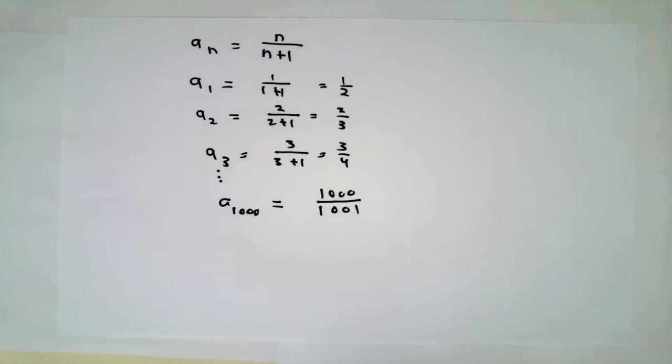So a sub 1 ends up being 1/2, a sub 2 ends up being 2/3, a sub 3 ends up being 3/4, a number 1000 would be 1000 divided by 1001. It should be clear that all of these numbers are positive, and as I allow the index to increase, these numbers, even though they're all less than 1, get close to 1.